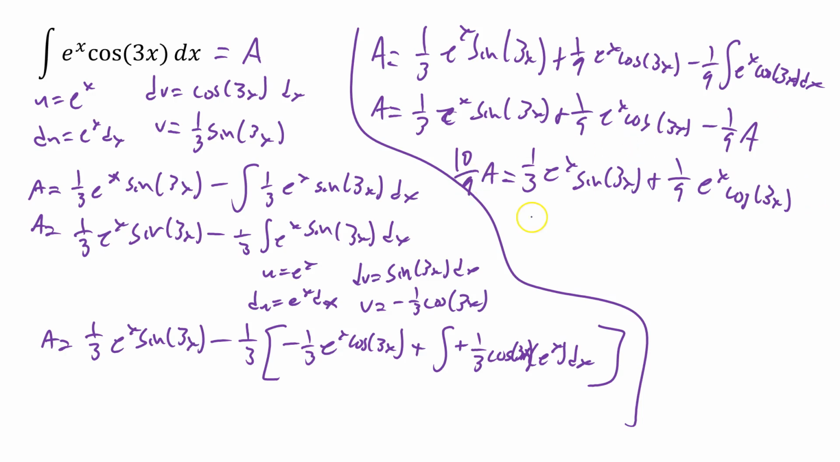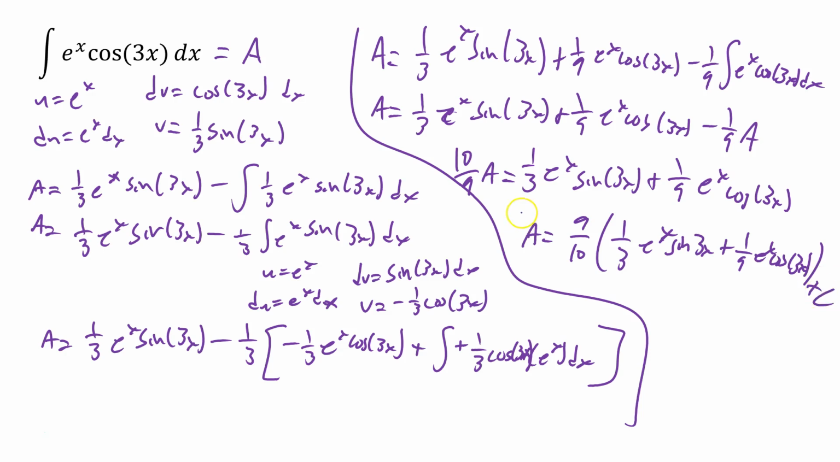And now we just multiply both sides by 9/10. So a is, I'm going to leave it on the outside because I don't want to deal with that. 9/10 times 1/3 e to the x sine 3x plus 1/9 e to the x cosine 3x. And then what do we need at the end? Of course, plus c. There we go.